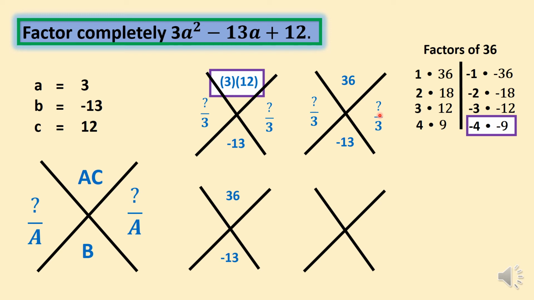So you have now, kopyahin lang yung 36 and negative 13. So lagay na natin yung negative 4 and negative 9, magiging negative 4 over 3. Then sa kabilang side naman is negative 9 over 3.